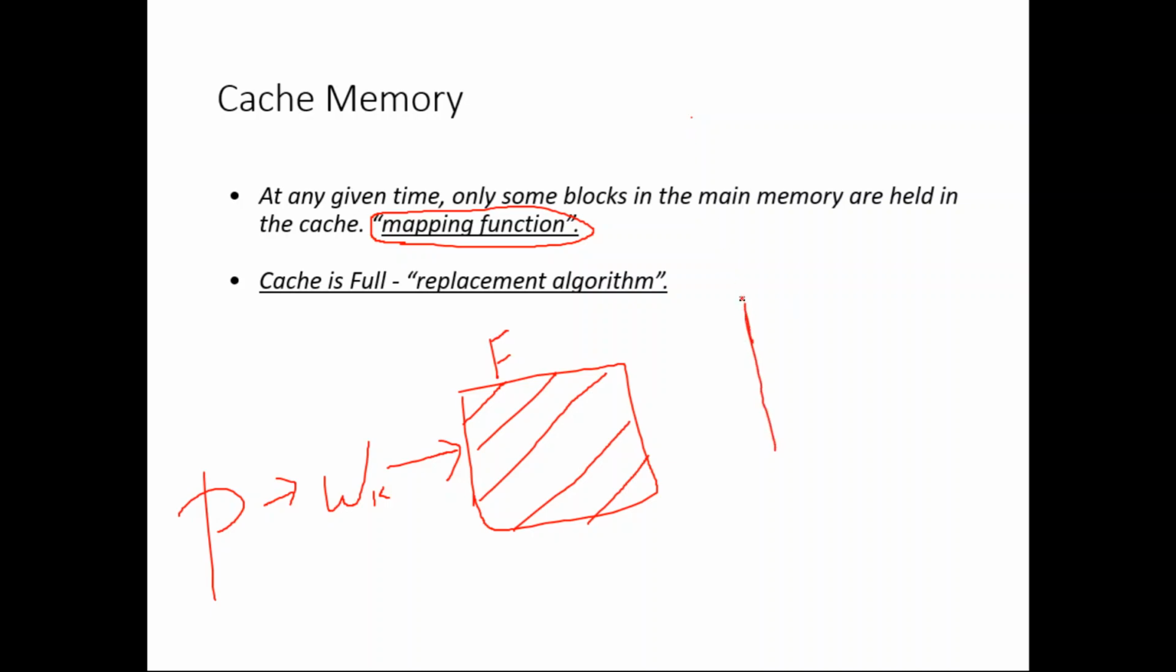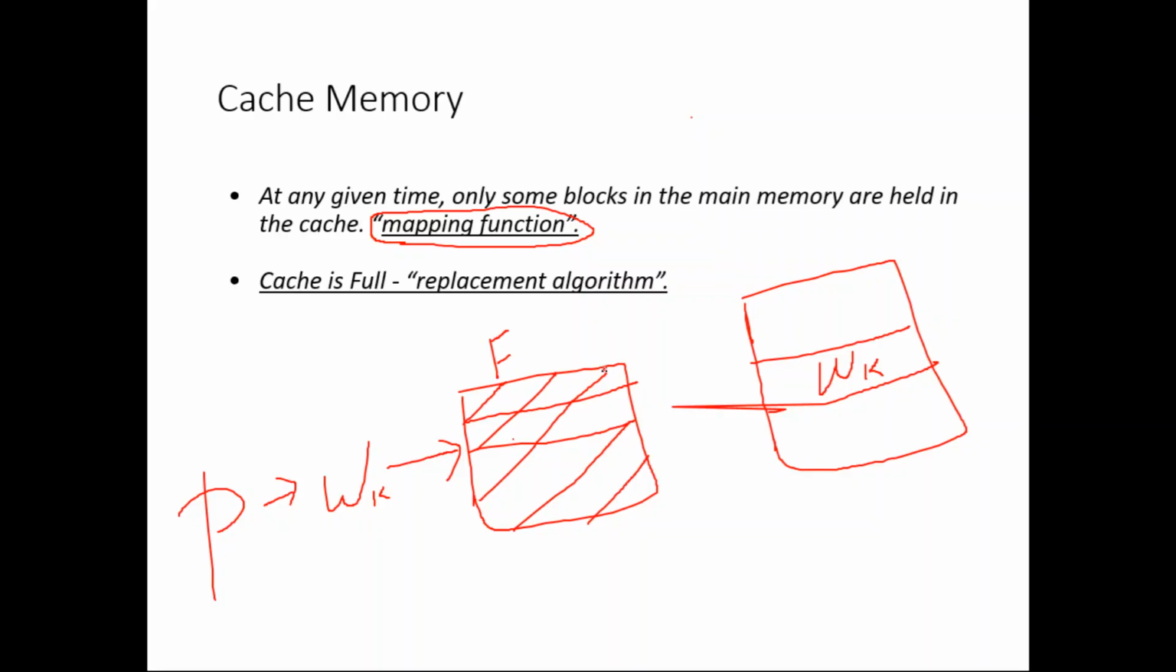You have to identify where word K is in the main memory and fetch it from there. After fetching word K, you have to keep it in cache memory. But the cache is already full, so you have to remove some blocks of the cache memory and make some room or space for this particular word.